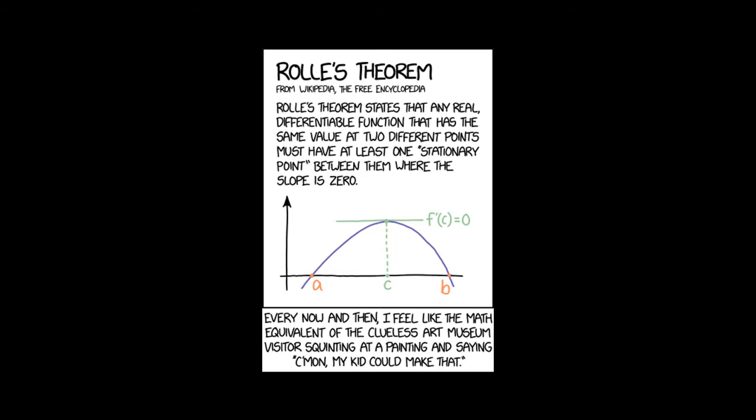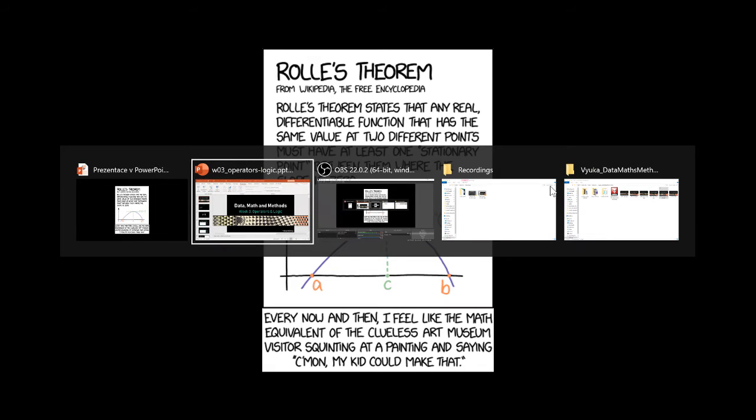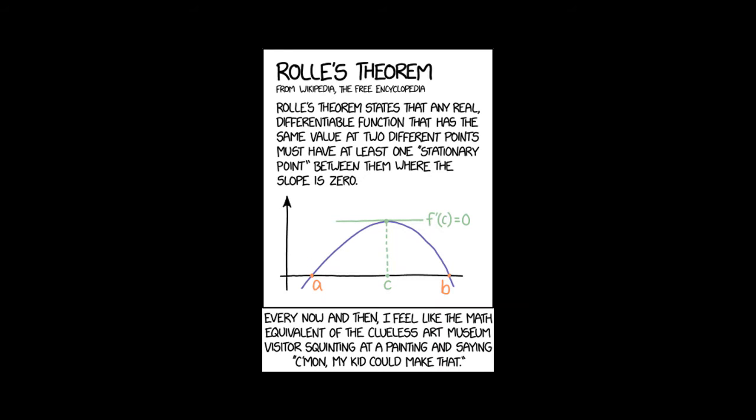So this comic says, every now and then I feel like the math equivalent of the clueless art museum visitor squinting at a painting and saying, come on, my kid could have done that. If you know the urinal exhibited by Duchamp, it's basically just a piece which has been taken and presented, and even this urinal is art. And you could meet people who tell you, oh yeah, my kid could have done that, this is not art. But it's way more about what the concept behind it is, maybe extending the boundaries of what is and what is not art, and it's quite complicated, right? So even in this case, it also points out that in conceptual maths there is more to those things, even if it's a simple one. Anyway, this is a metaphor.